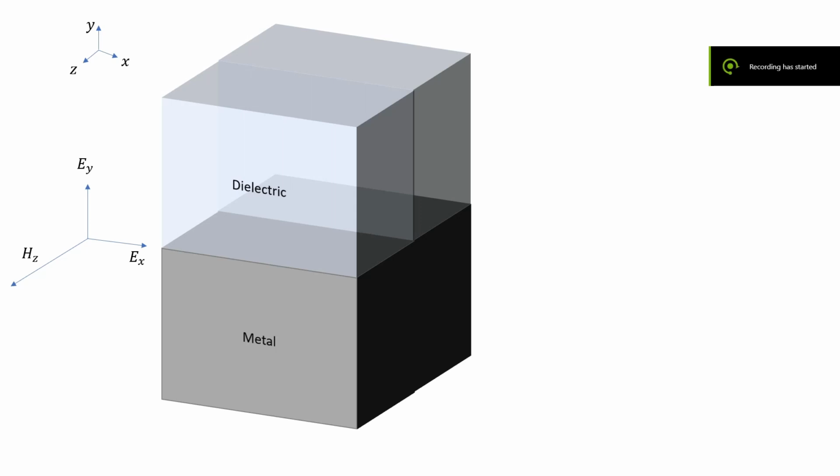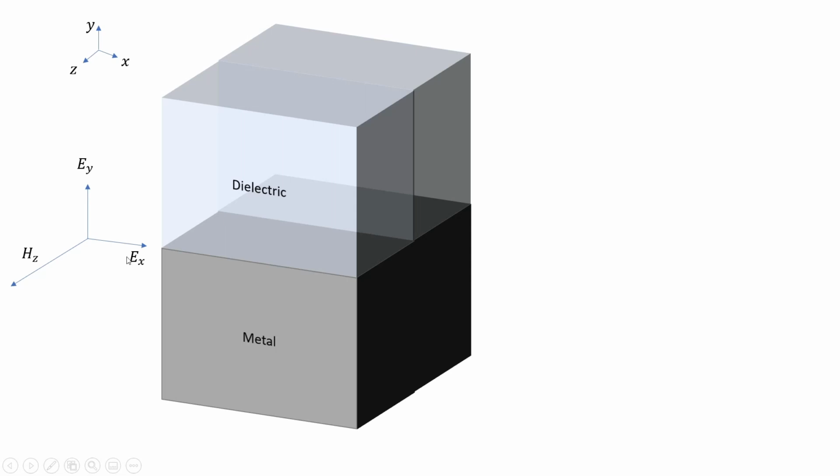Hi, in this video I will show you how to get the dispersion relation for a surface plasmon polariton mode on the interface between a metal and a dielectric. So the metal here extends to infinity from the bottom and the dielectric extends to infinity from the top.